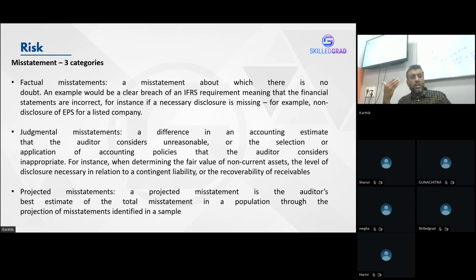So his projected misstatement is 0 here, but there are issues that he has missed. That is known as projected misstatement, because the sample is different from what it should have been. Clear?